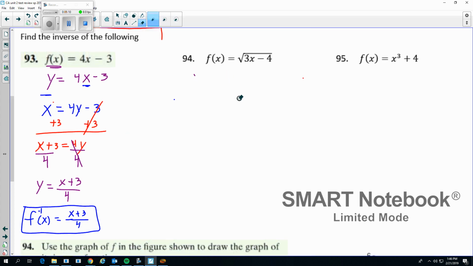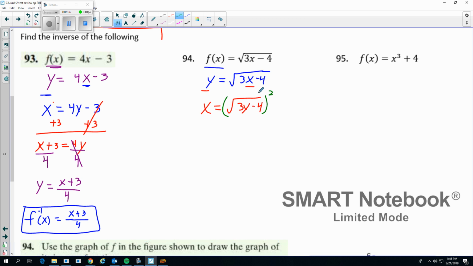Okay, next two, very similar. So we'll replace this with a y: square root of 3x minus 4. Then we do a little swap here. So x equals the square root of 3y minus 4. We need to nullify the radical, so we'll square both sides. Now we get x squared equals, it nullifies the radical, 3y minus 4. Then we just solve for y, and we should be in good shape.